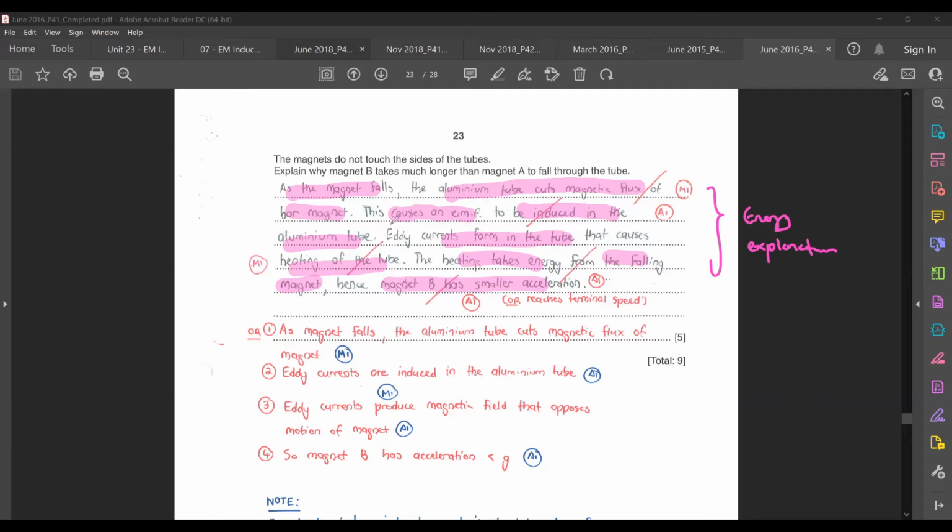Now, the term eddy currents here, you don't need to write. You can just say that currents form in the tube that causes heating of the tube. Then the tube heats up. It takes energy from the falling magnet, so magnet B has smaller energy.